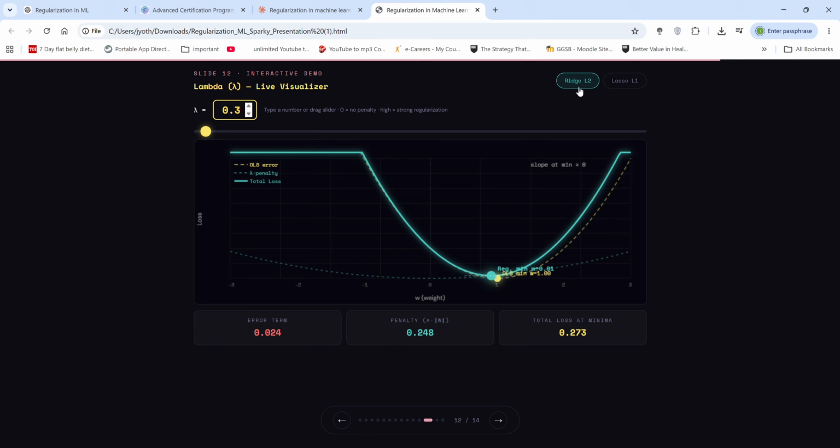In this case, what we have seen is that if I increase the lambda value to 0.3, the error time is increased to 0.24, as well as the error loss, which is increased to 0.273, and the minima is at 1, because you can see that it's shifting. The minima is slowly shifting from right to left.